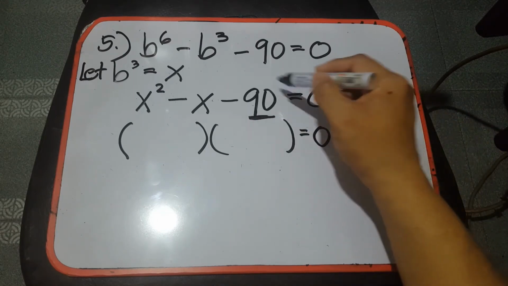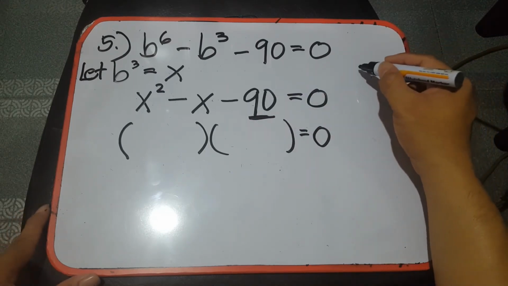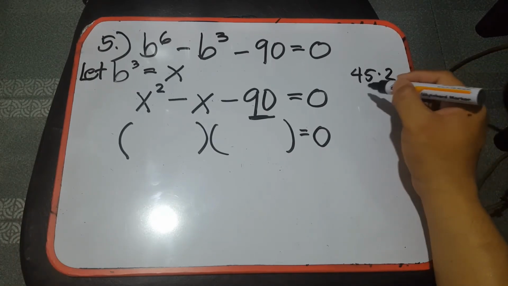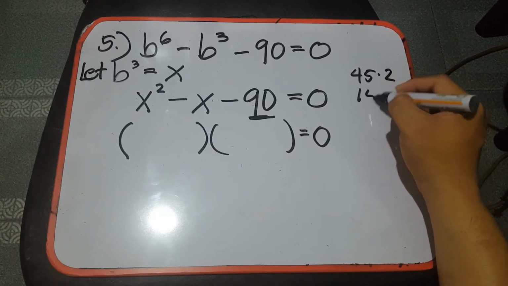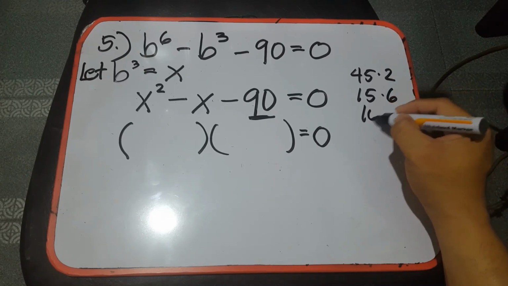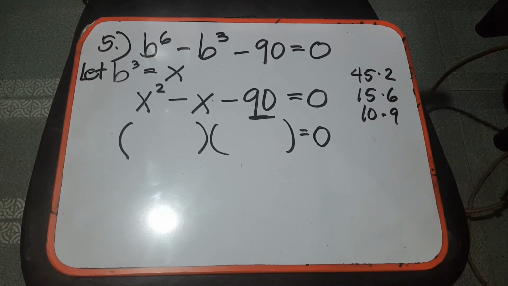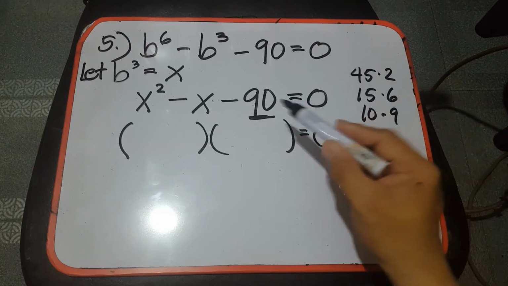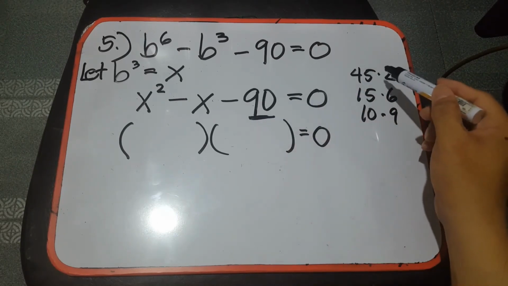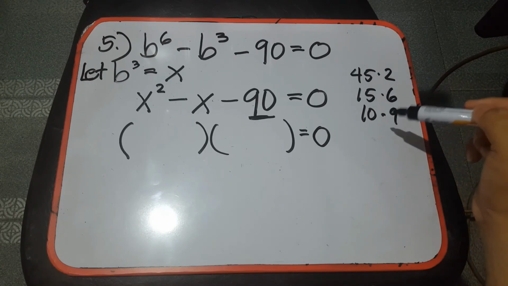Now, let's find the factors of 90. Ano ba mga factors yan? Meron yung 45 times 2. Meron yang 15 times 6. Then, meron yang 10 times 9. What else? Meron pa bang factors of 90? Then, since negative yon, ibig sabihin, isa doon sa mga factors na yon ay negative.